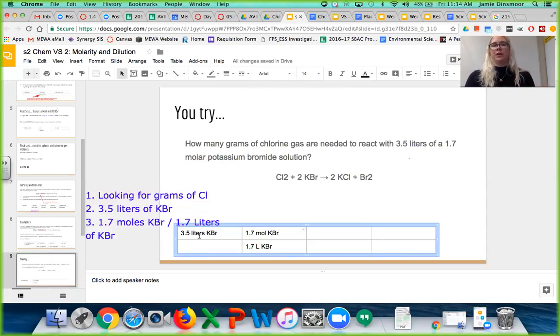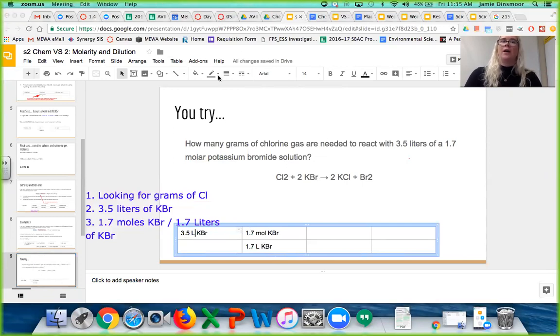Now we have gotten rid of liters, and let me fix my units so that they're the same. We're in moles, which is going to be helpful to us, because we can use the equation to tell us coefficients of that relationship between chlorine and potassium bromide in moles. So now we go back into the equation, and we see that for every 2 moles of potassium bromide, we only have 1 mole of chlorine gas.